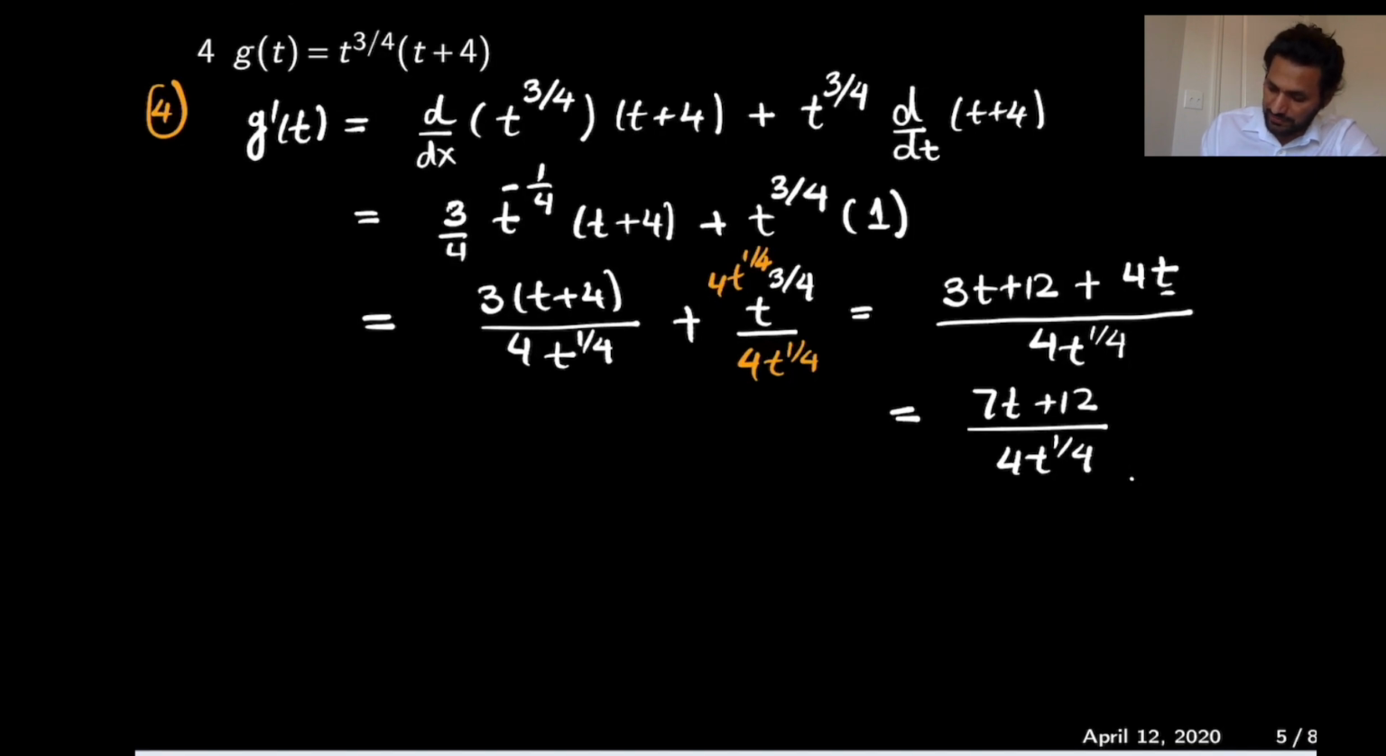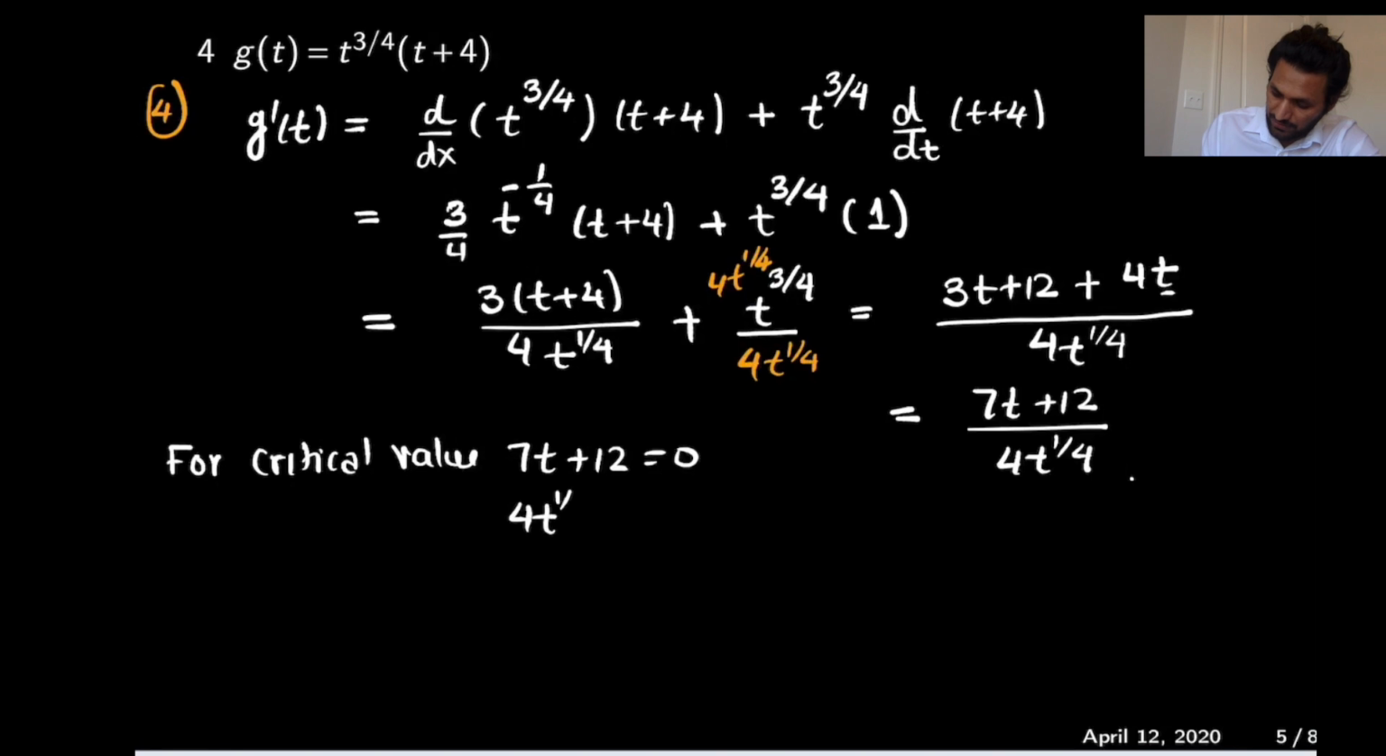So for critical values, we will put the top equal to 0, 7t plus 12 is equal to 0, and the bottom, 4t to the power 1/4, is equal to 0. So the critical values are t equal to -12/7 and t equal to 0.